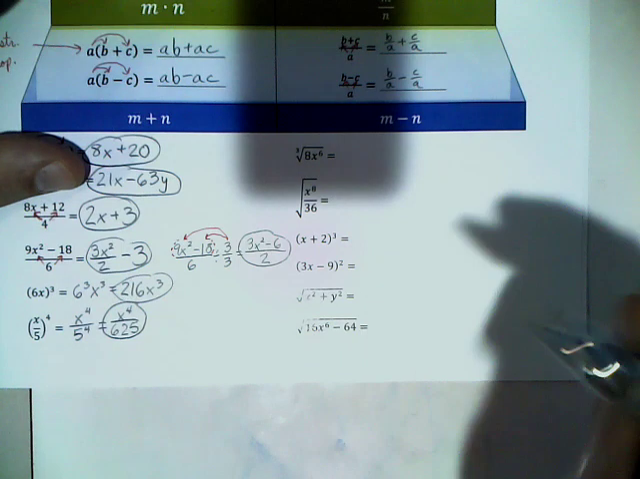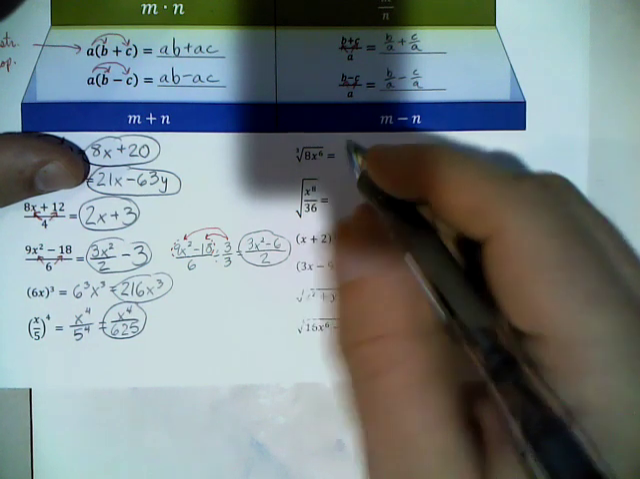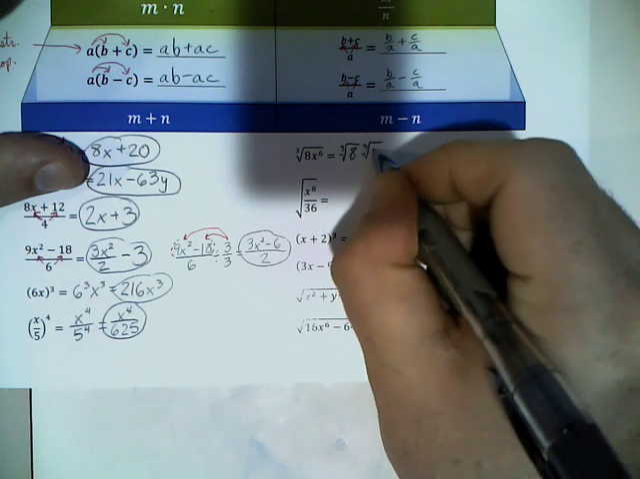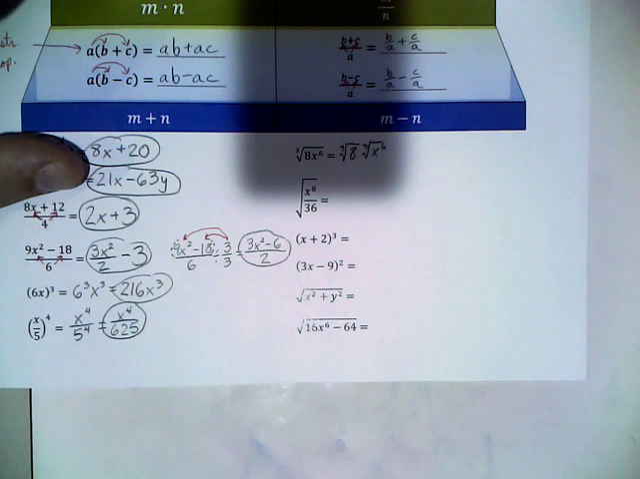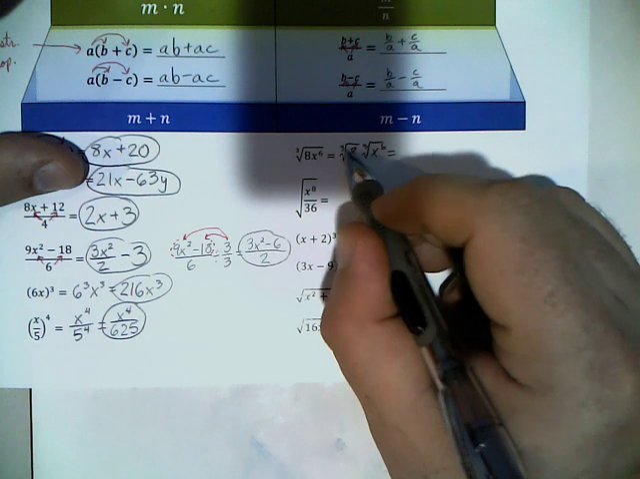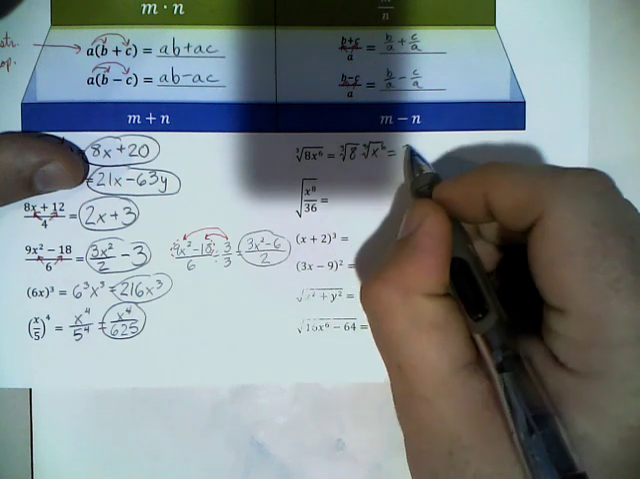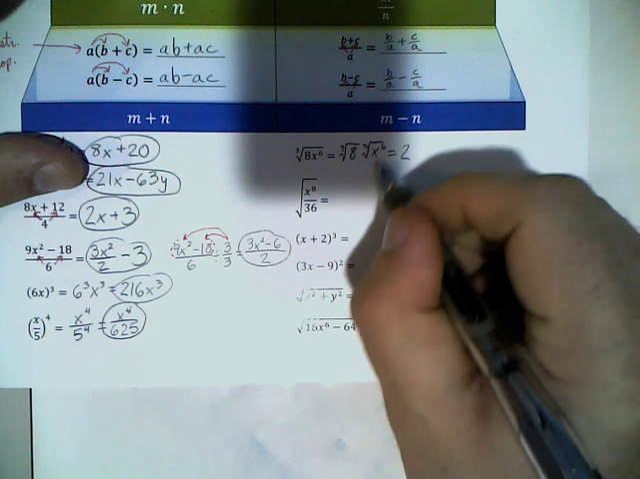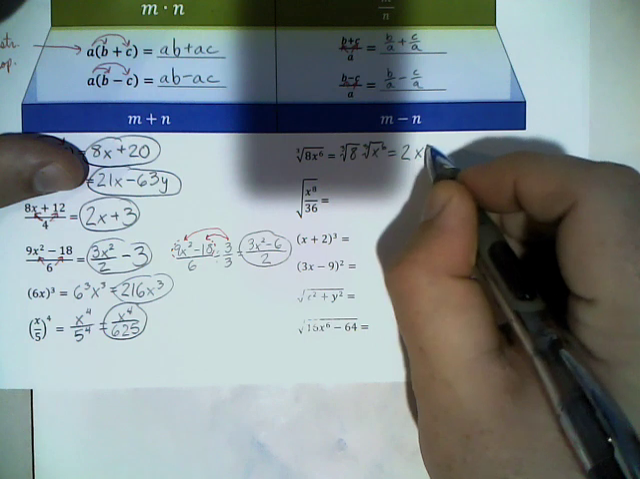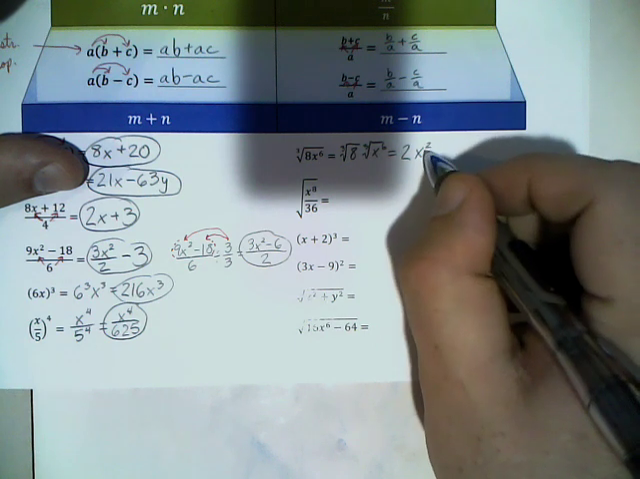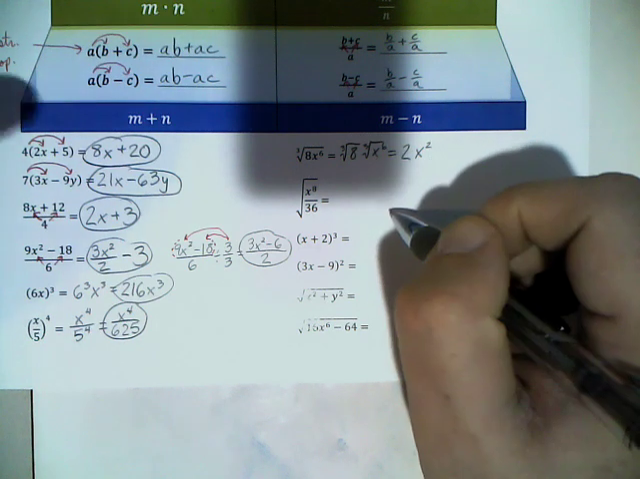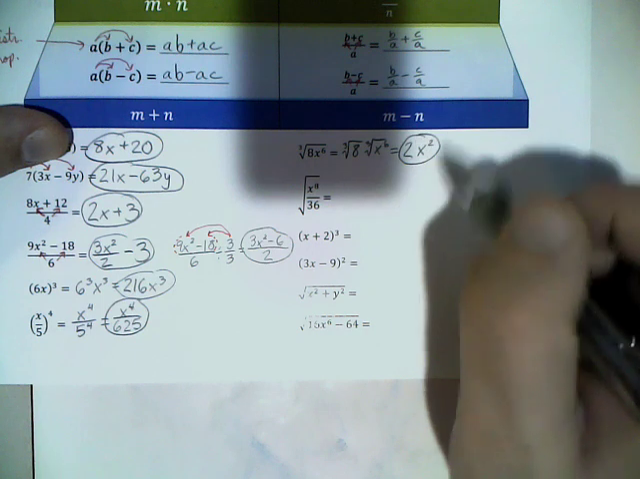All right, coming on over here. So our root will distribute, so we'll have the cube root of 8 times the cube root of x to the 6th. And so what to the third power is 8? 2 to the third power is 8. What to the third power is x to the 6th power? Well, it'd be x squared, because if you did x squared to the third power, we would multiply the 2 and 3. That would give us the 6. So this becomes a 2x squared.